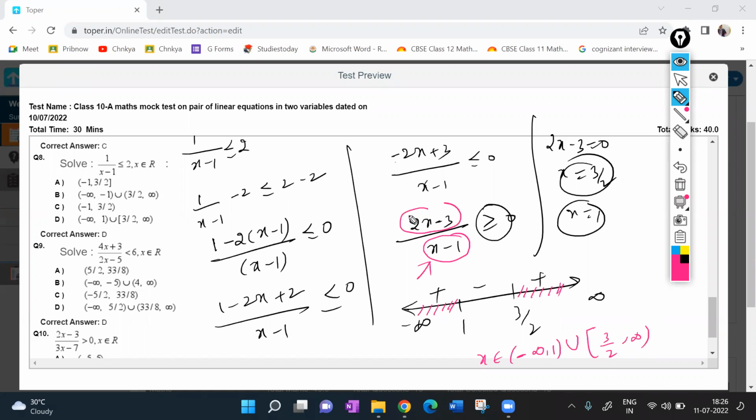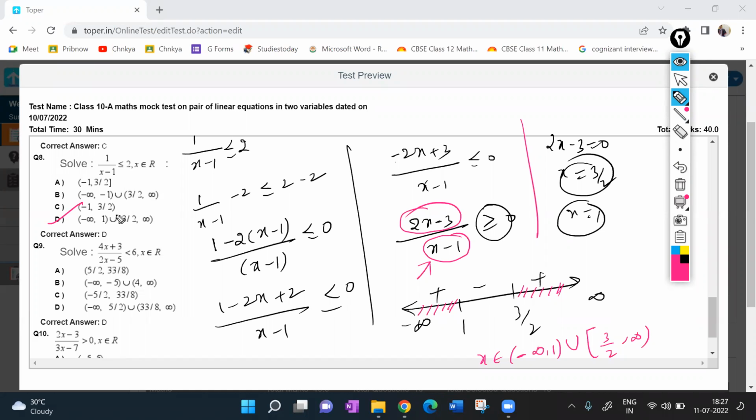Why 3 by 2? Tell me. If I include 3 by 2 here, what happens? 2 into 3 by 2 minus 3. 2 will get cancelled. 3 minus 3 is what? 0. 0 by something is 0. Again, 0 greater than or equal to 0 is a valid statement. Valid statement or not? Are you able to understand? Which option is correct? Option D is correct here.